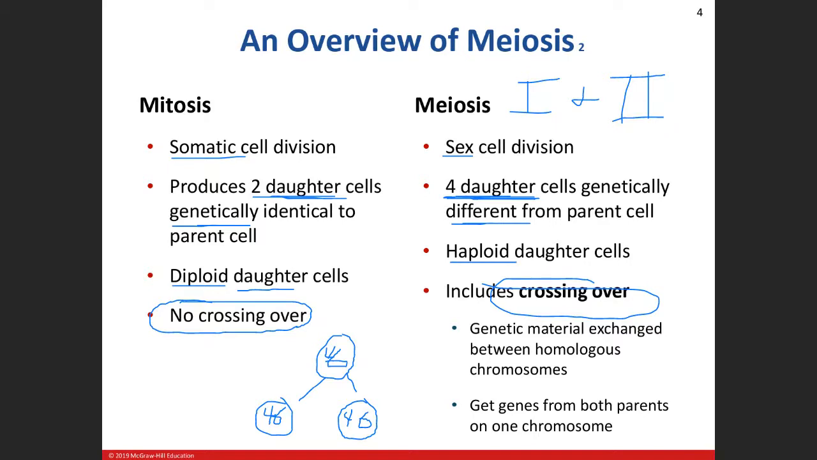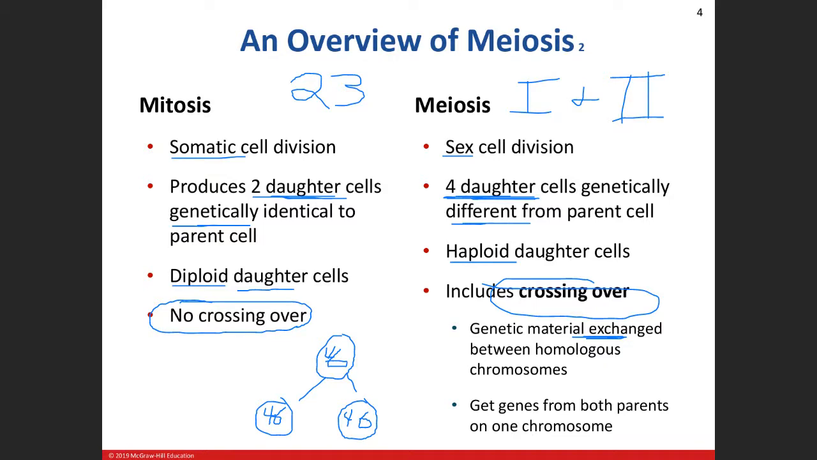What does that mean? They'll have 23 chromosomes, not 46. Okay? 23 is half of 46, so that's what we call haploid. Half. Okay? So when we talk about crossing over, and I'll show you this in a second, we're going to be exchanging genetic material between chromosomes.